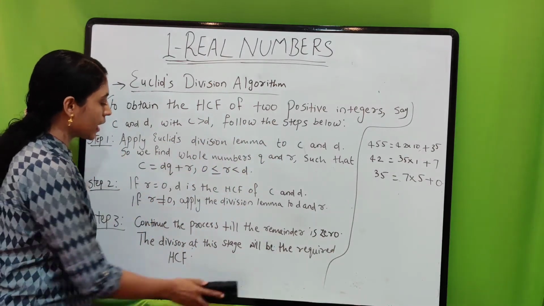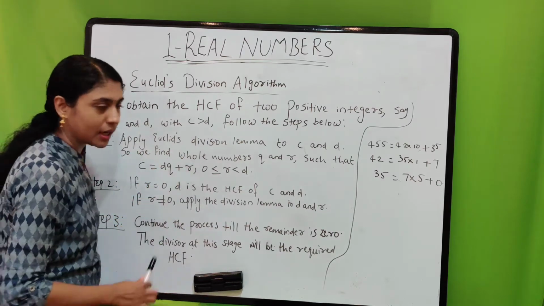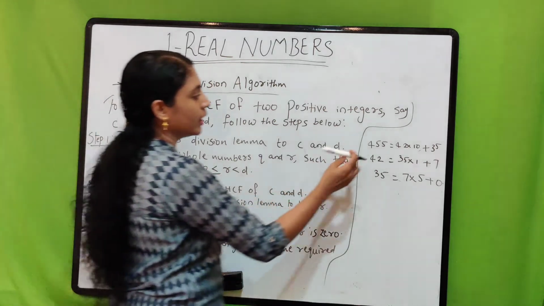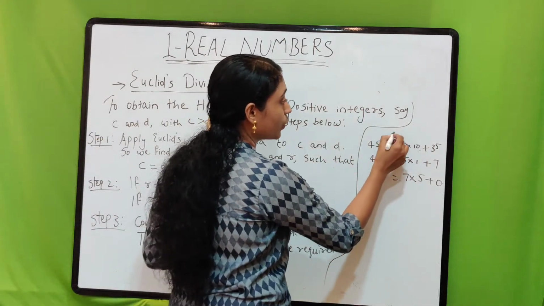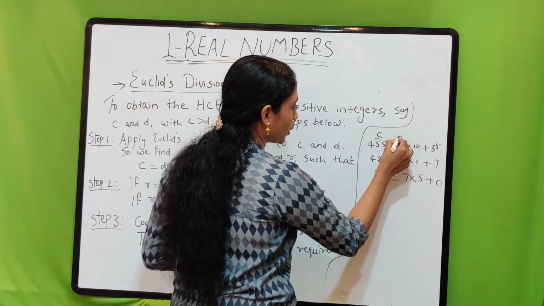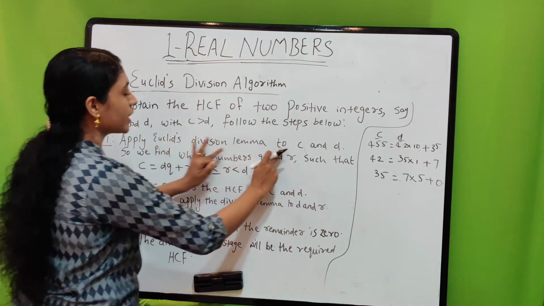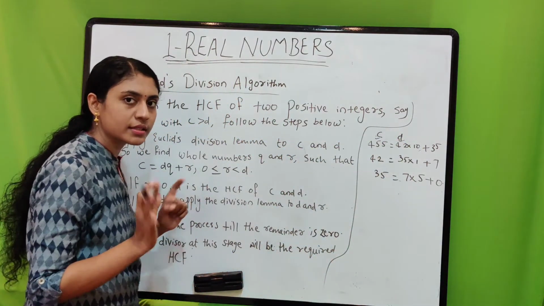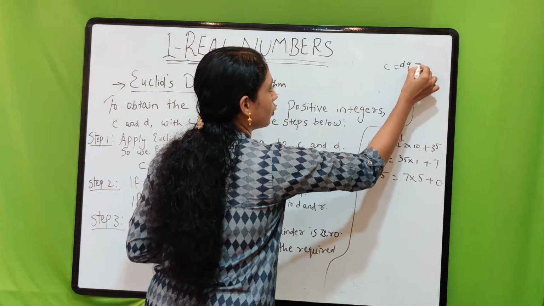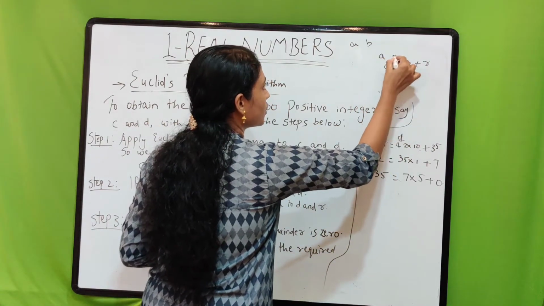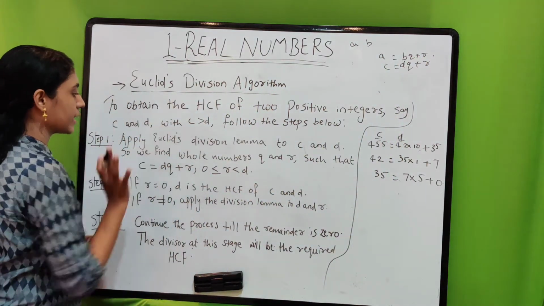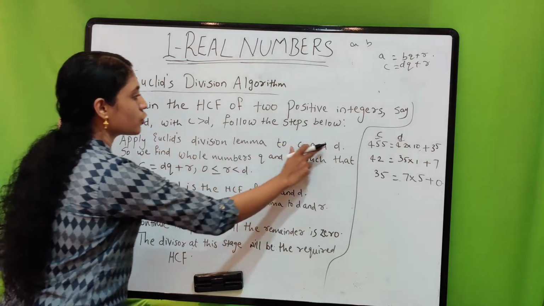The first step is apply Euclid's division lemma to C and D. Here, in the previous example, we have done the HCF of 455 and 42. And here, 455 is C and 42 is D. So apply Euclid's division lemma to C and D. Euclid's division lemma is what? A is equal to BQ plus R, or C is equal to DQ plus R. So here we have taken C and D instead of A and B.